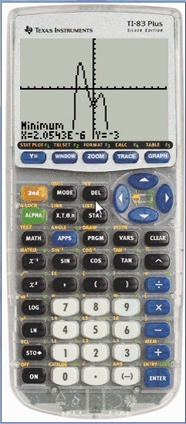So now that you can calculate the relative max and the relative min using your graphing calculator, that should be enough for you to go on to the next video.